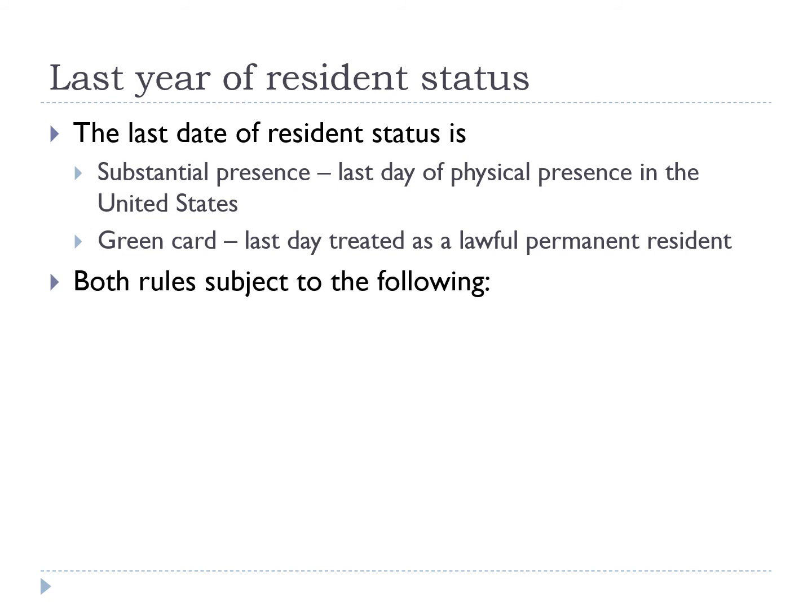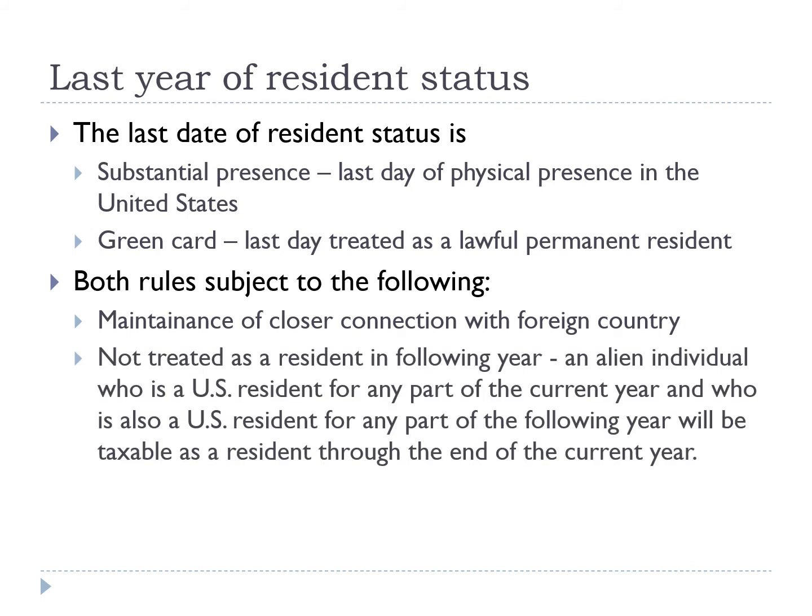Both of the above rules are subject to the following requirements. For the period after which residence is nominally terminated, the person must maintain a closer connection to a foreign country. The person must not be a resident of the United States at any time during the following calendar year. An alien individual who is a U.S. resident for any part of the current year and who is also a U.S. resident for any part of the following year will be taxable as a resident through the end of the current year.